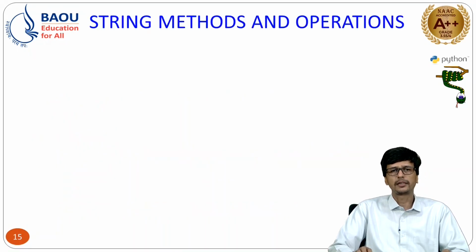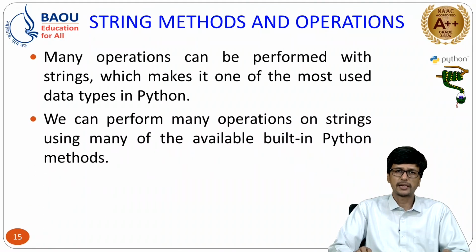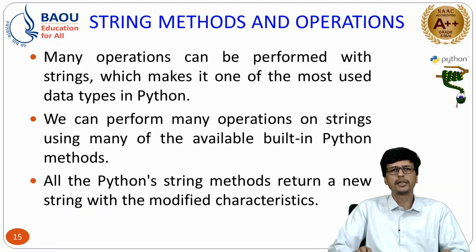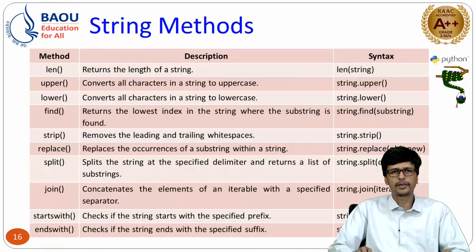Now, string methods and operations. As you are already aware, Python supports multiple inbuilt methods for different data structures for simplicity of different kinds of operations. In the same way, for different types of operations related to strings, there are multiple inbuilt methods available. We will see them one by one. Here you can observe the list of multiple inbuilt methods that are available. We will also see a demonstration of how these methods can be used.